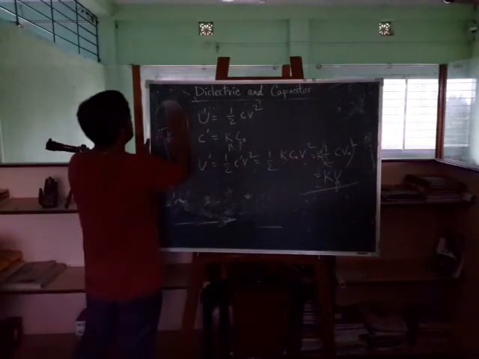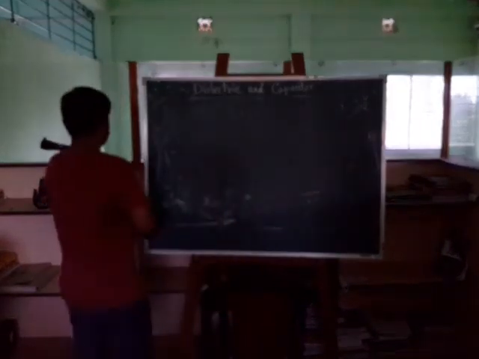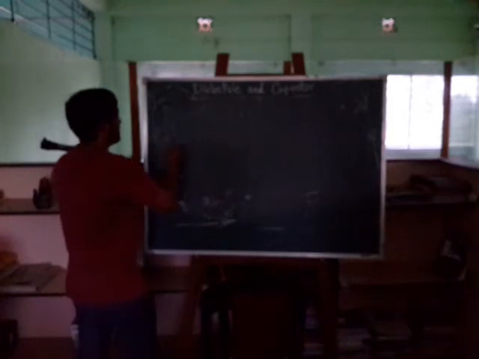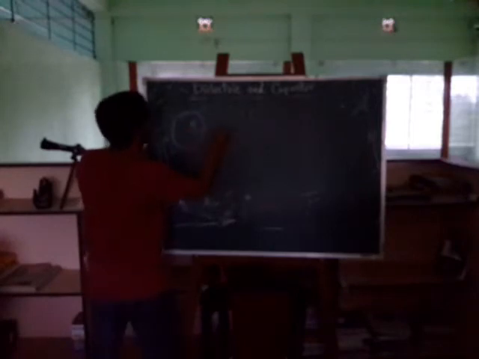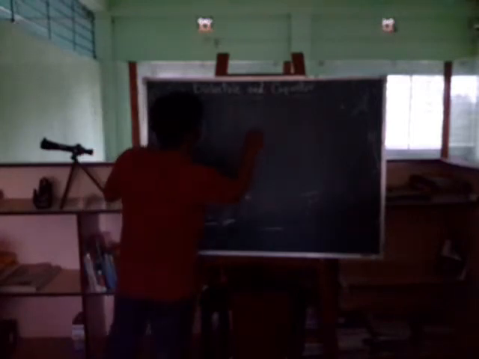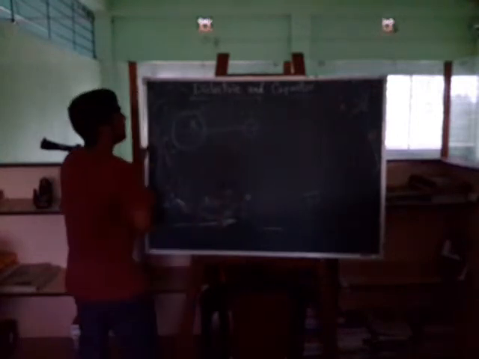Alright, next one. This is the last thing we will do. Suppose we have a spherical conductor, a big spherical conductor having radius R, and a small spherical conductor having radius small r. Now they are connected by a simple conducting wire.